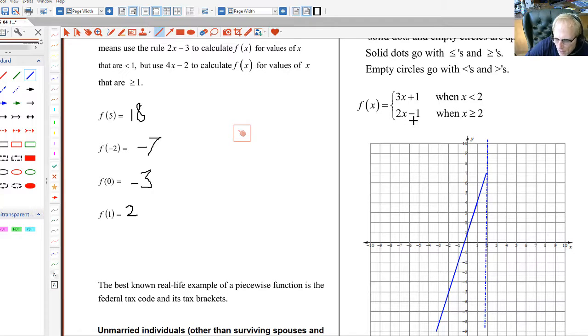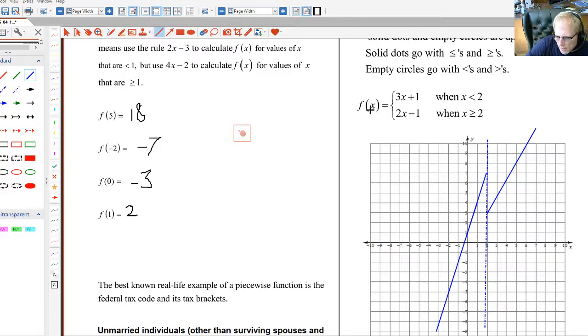Then the other one is 2x minus 1 when x is greater than 2. So I need to go to -1, and then I'm going to go up 2 over 1, up 2 over 1. Okay, so here I'm going to start, and I go up 2 over 1, up 2 over 1, up 2 over 1, and then up 2 over 1.